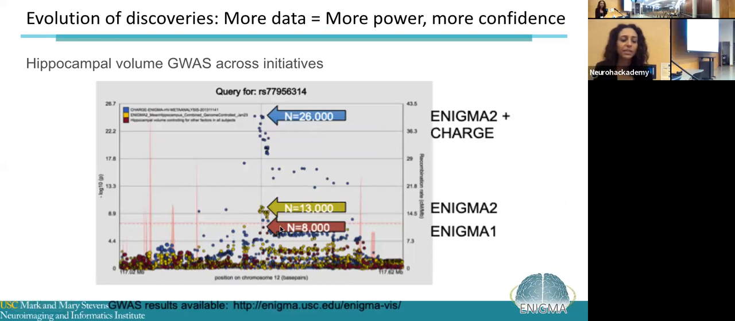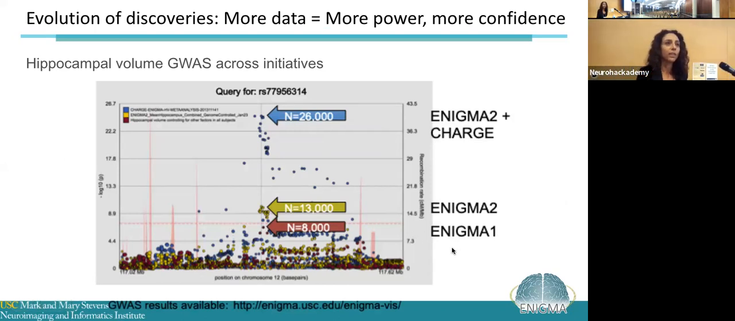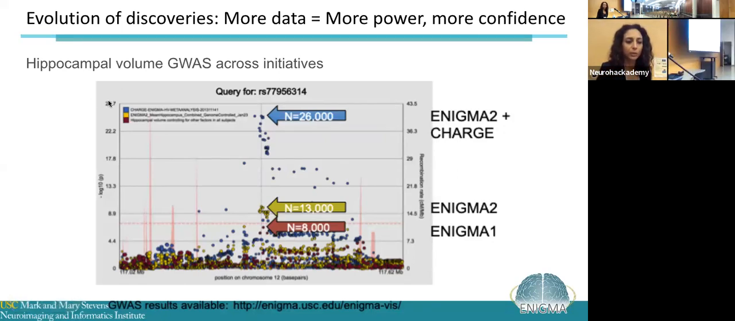But what's interesting is that this was our first study, we called it ENIGMA 1. If you're looking at this plot right here, the x-axis is the position on the chromosome, and the arrow that I pointed to is the single nucleotide polymorphism, or the SNP, that we found was significant in this paper. And the y-axis is the negative log 10 of the p-value. So the higher you go, the more significant. The max on this plot is a p of about 10 to the negative 27, essentially.